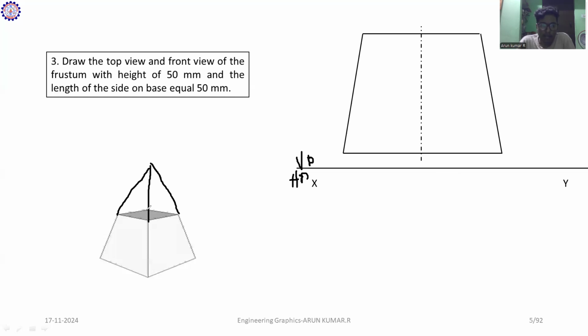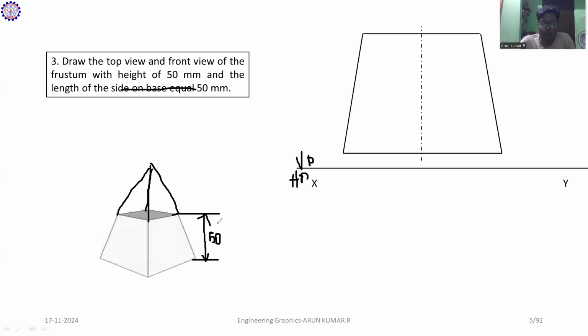First you have to construct the base side length, which is equal to 50 mm. First construct the 50 mm line. We don't know exactly at what height it is cut. It is not mentioned, but the total height of 50 mm is given. So this total height is 50 mm.